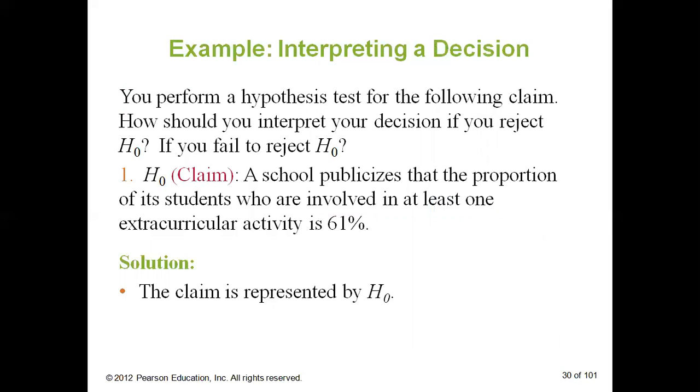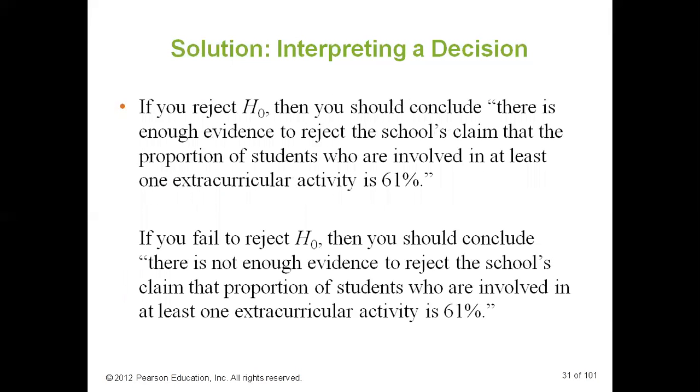Interpretation of a decision. You perform a hypothesis test for the following claim. How should you interpret your decision if you reject H0, or if you fail to reject H0? For example, a school publicizes that the proportion of students who are involved in at least one extracurricular activity is 61%. So, first we will assign it.